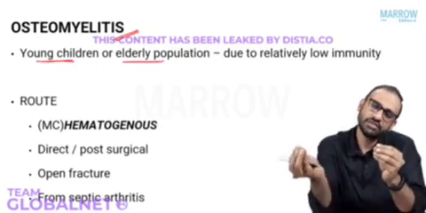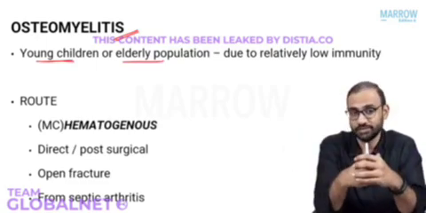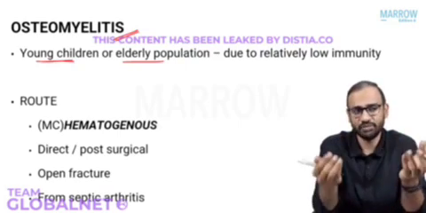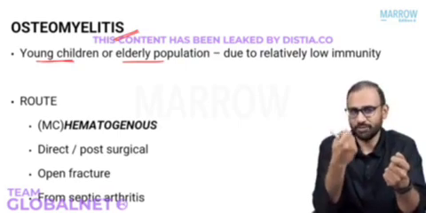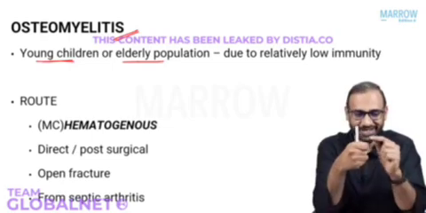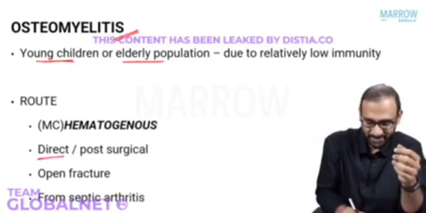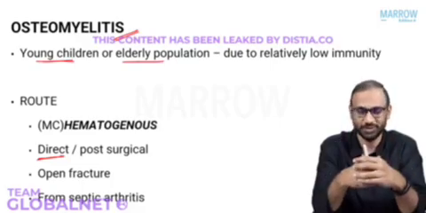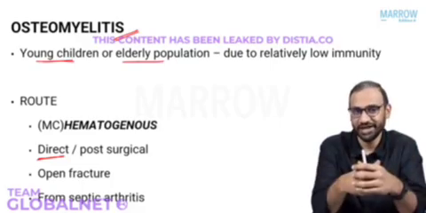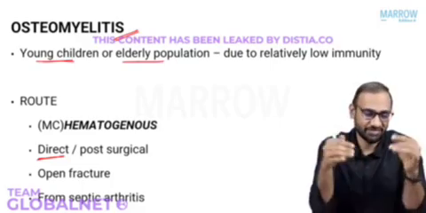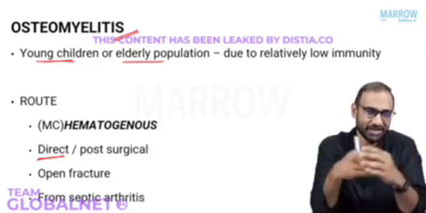Now, how does this infection reach the bone? That is the question. Where does it come from? Now, it can come directly. Suppose you have a sharp object and you puncture the bone. The infection from that sharp object can get into the bone. That is a direct source. Or post-surgical. Suppose I'm operating and I'm not very careful. I have contaminated hands and I have operated the patient. The infection can reach the bone.